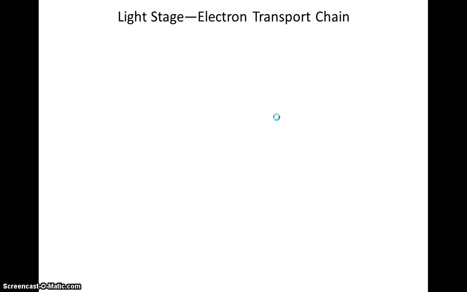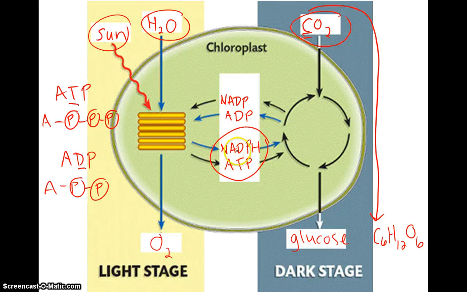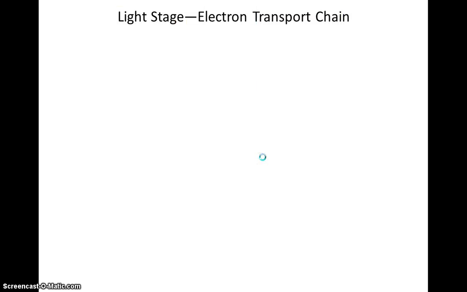All right, let's talk a little bit more about the light stage and how we make these molecules, NADPH and ATP. How is this made in the light stage? Right now we're just focusing on the light stage. Well, we have to have a membrane for this to happen. So I'm going to draw a really quick membrane. I'm not going to draw it all the way across the page. This is basically what we did in class.